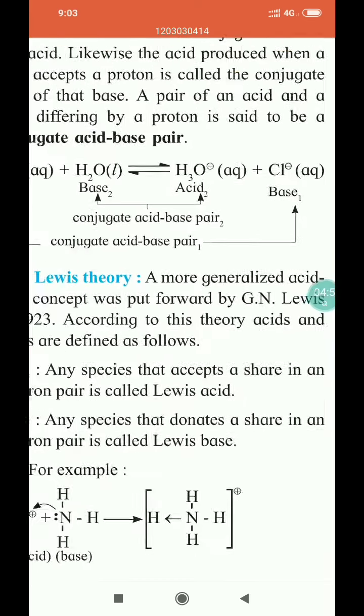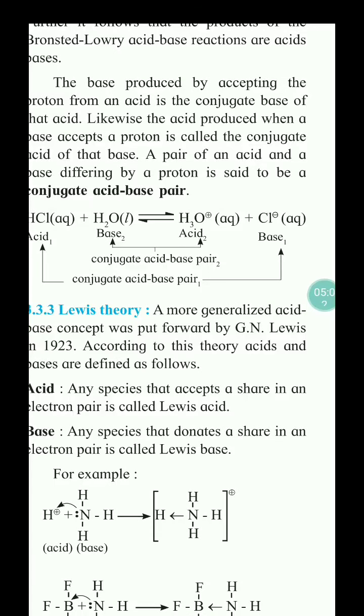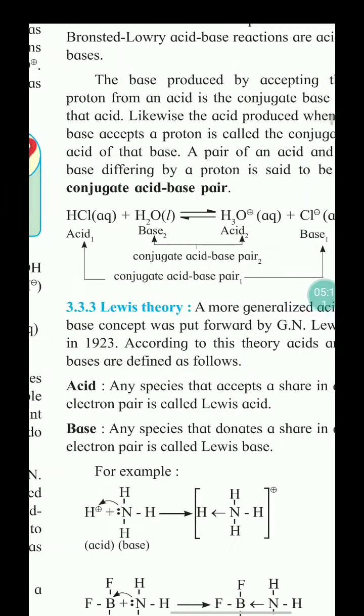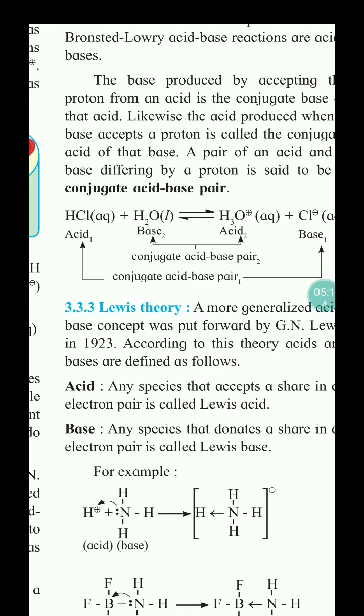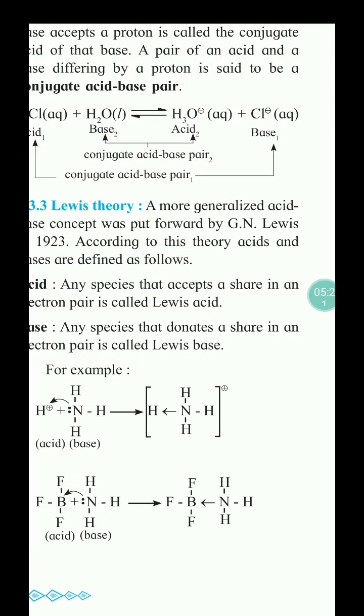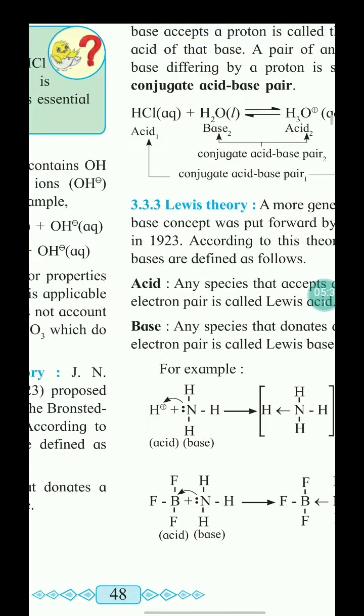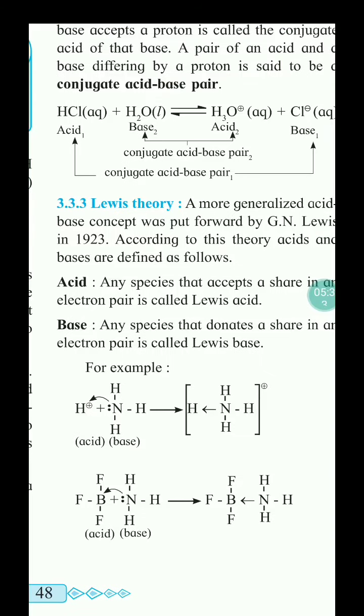Now this Bronsted-Lowry theory depends on the proton: proton donor acid, proton acceptor base. Again there is a limitation, that it is completely a proton donor-acceptor acid-base theory, and that's why Lewis gave a more generalized acid-base concept in the same year, 1923. So G.N. Lewis put forward the acid-base concept.